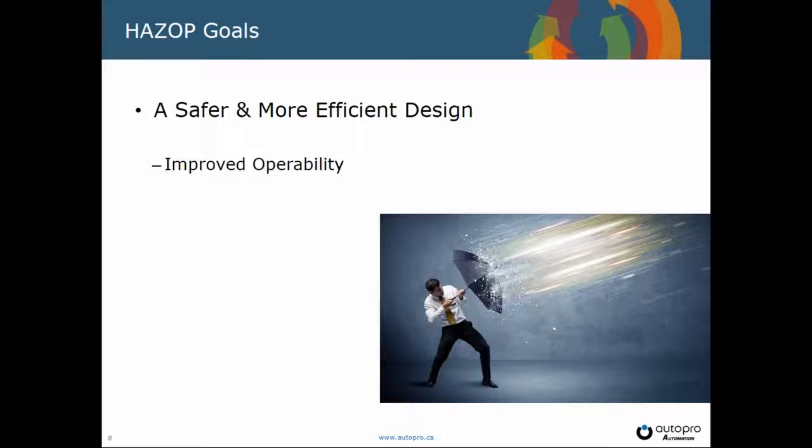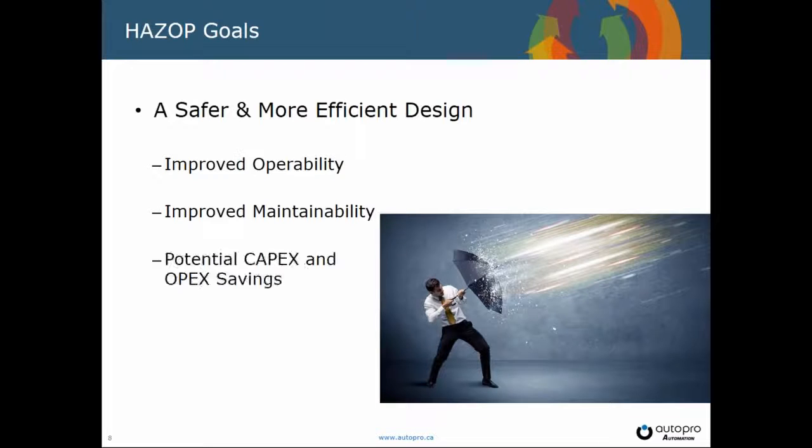So the CHAZOP goals, again, just to review those: improved operability, improved maintainability, that's important. Potential capital expenditure and operating expenditure savings throughout the life cycle of the facility, and of course improved safety and reliability.